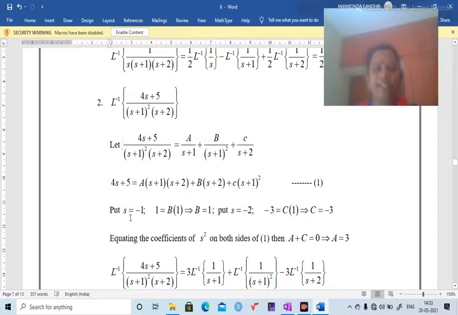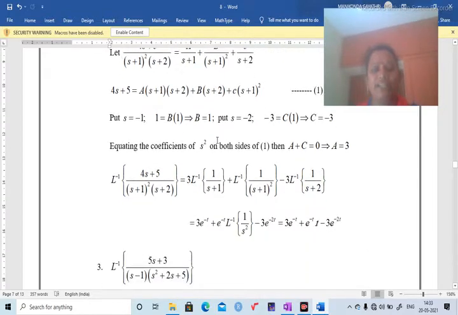Put s equal to minus 1, then b equals 1. Put s equal to minus 2, then c equals minus 3. Compare the coefficients of s square on both sides, then a plus c equals 0, then a equals 3. Substitute the values of a, b, c here and apply L inverse. Then we are going to get this step.